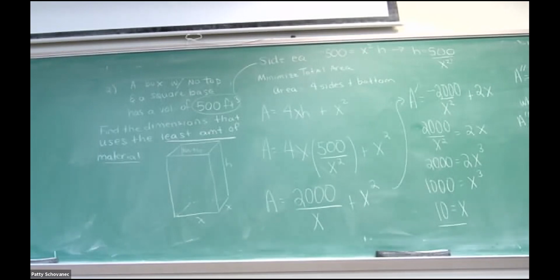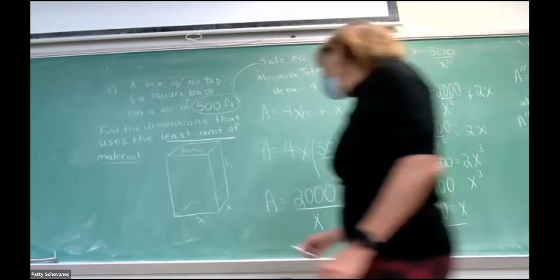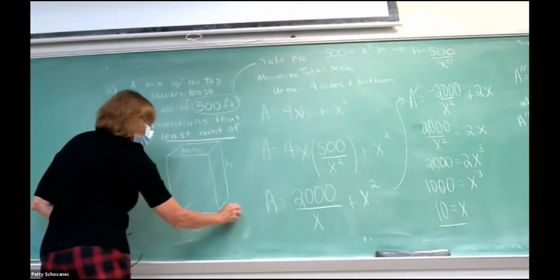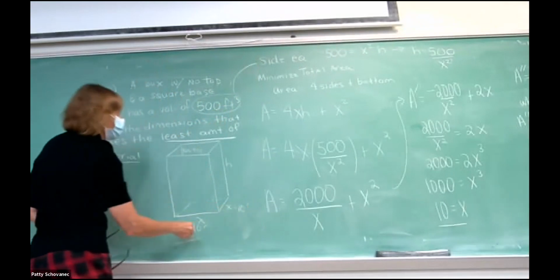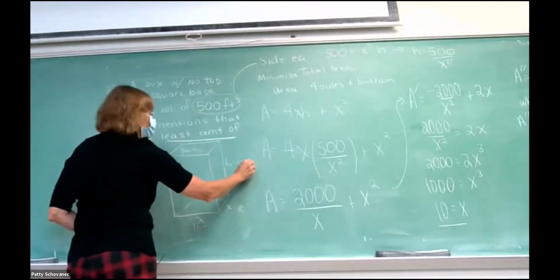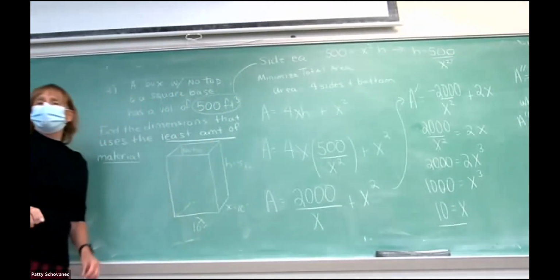Right, so 2 positive i's make it happy. And so now our question was get the dimensions. So this is 10 feet by 10 feet, which gives us 100 square feet. To get the 500 square feet, this has to be 5 feet. Okay.